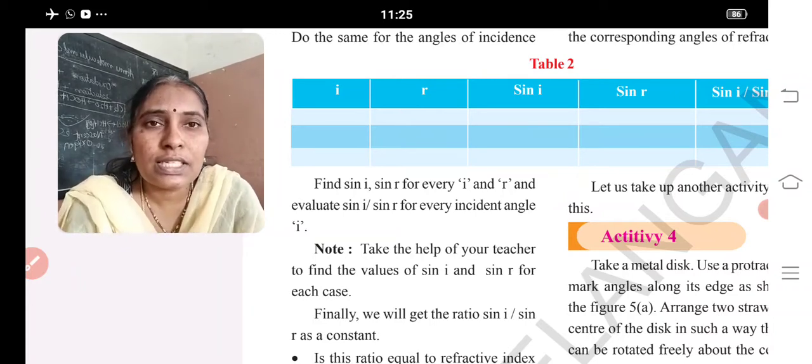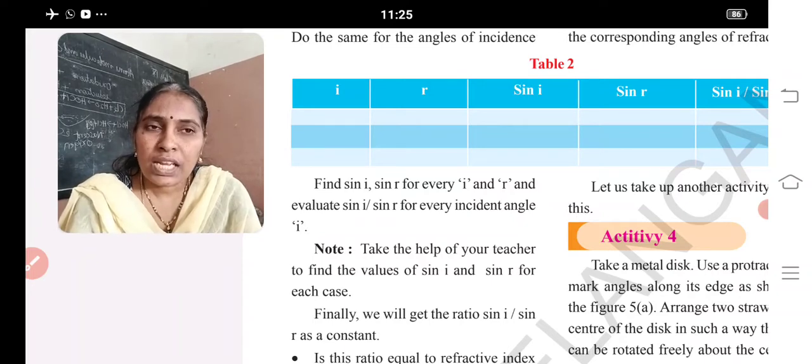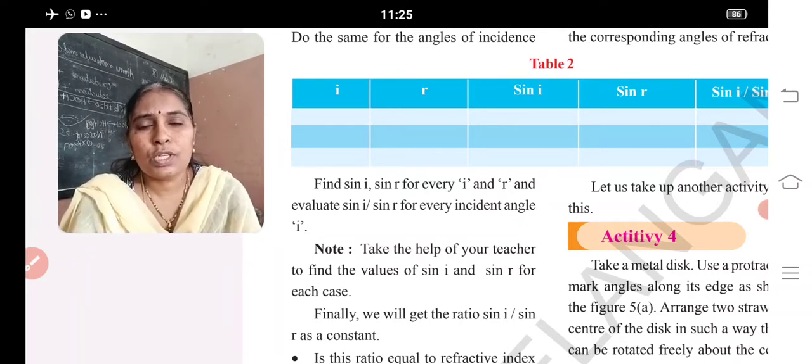What is meant by constant? As I is increasing, R also increases. So this ratio is said to be a constant. Constant means don't think that it remains at a particular place. When I is increasing in a particular ratio, R also increases in the same ratio. Then both are said to be constant.